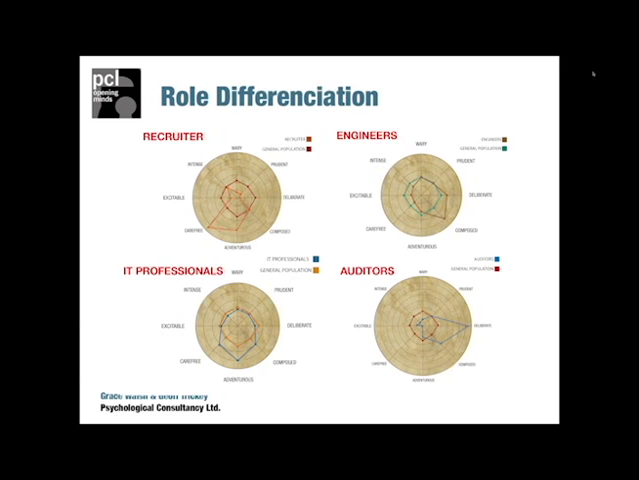This is a way of showing how different professions differ in the kinds of individuals who get attracted to them and who remain working in those sorts of professions. So you can see many more carefree recruiters than there are carefree auditors. There aren't any carefree auditors in that graphic. And similarly with the IT professionals, they are inclined to be more adventurous types within that group.